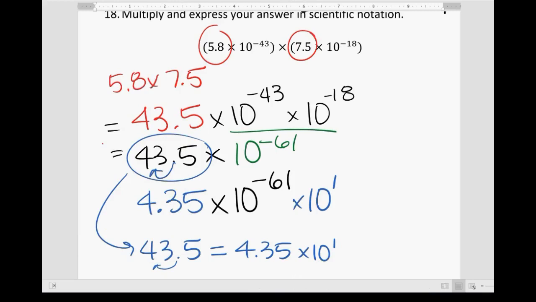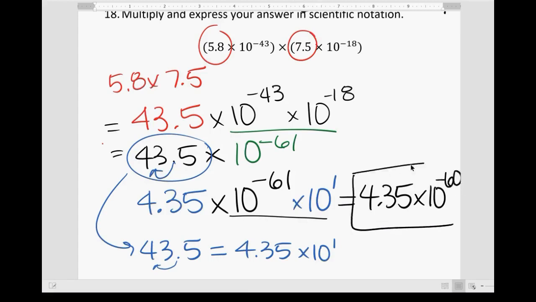Okay. So when we do that, we've got 4.35 times, again, we have the same base, so we can add the exponents. So negative 61 plus 1 is 10 to the negative 60. And that's your final answer. Let me make sure I put that here. 10 to the negative 43 plus negative 18 equals 10 to the negative 61. Okay, and that's your final answer.